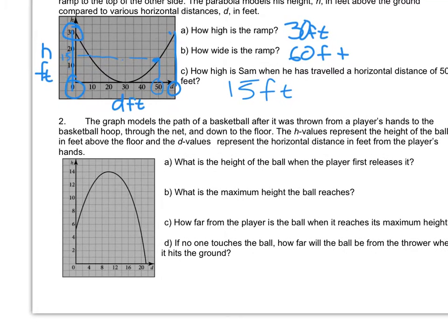Let's look at another one here. This one's going to be very similar to the one that's on your CPT, so it's important that we pay attention to this one. The graph models the path of a basketball after it was thrown from a player's hands to the basketball hoop, through the net and down on the floor. The h value represents the height of the ball in feet, and d represents the horizontal distance from the player's feet, measured in feet.